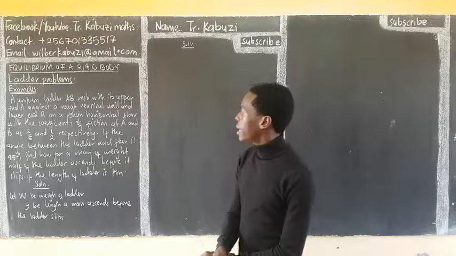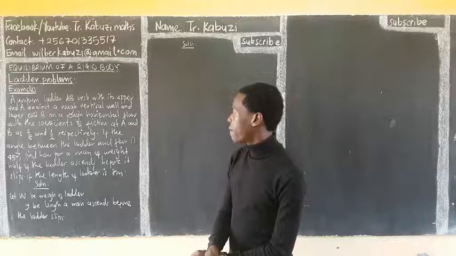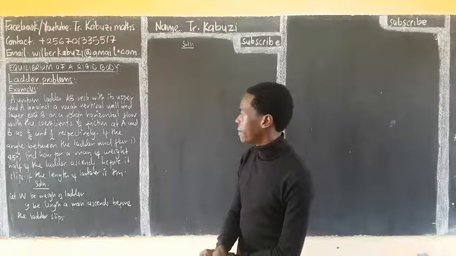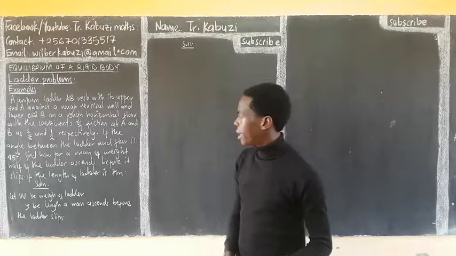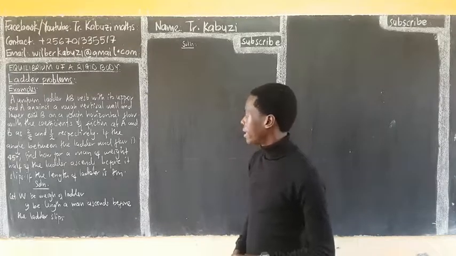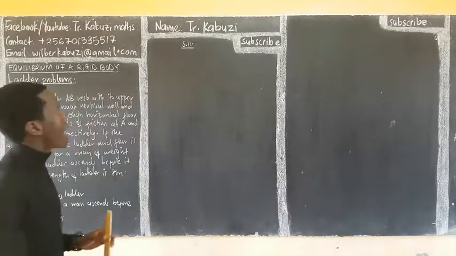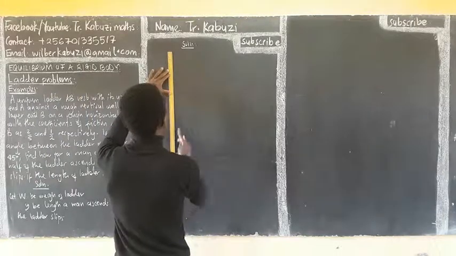If the angle between the ladder and the floor is 45 degrees, find how far a man of weight a half that of the ladder ascends before it slips, if the length of the ladder is 8 meters. So what we do, we start by doing a simple diagram to illustrate everything there.